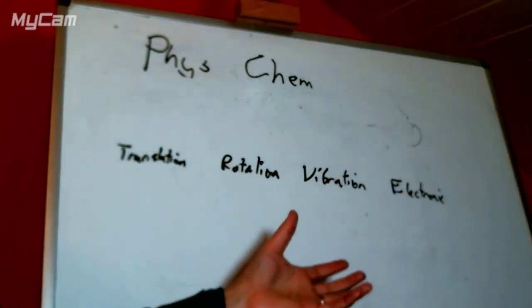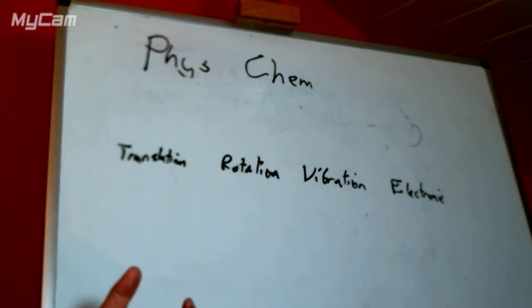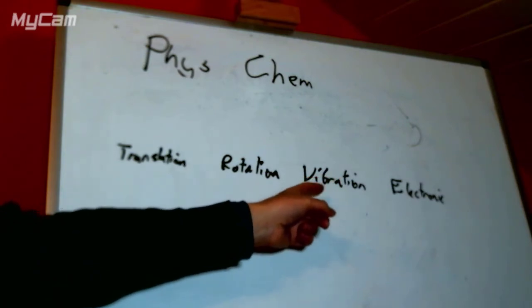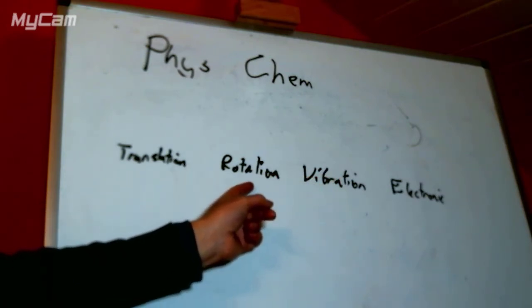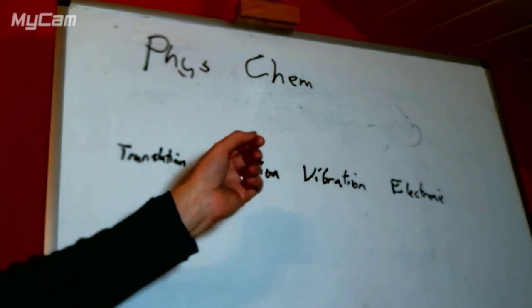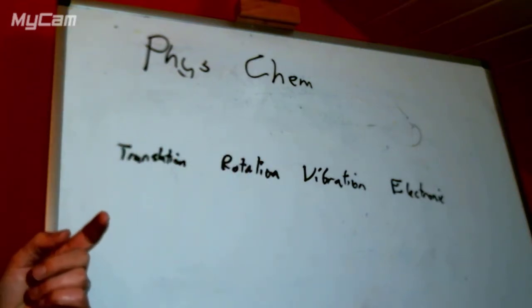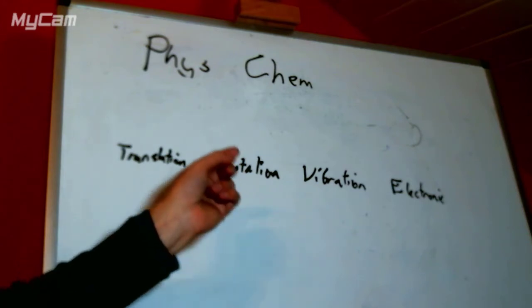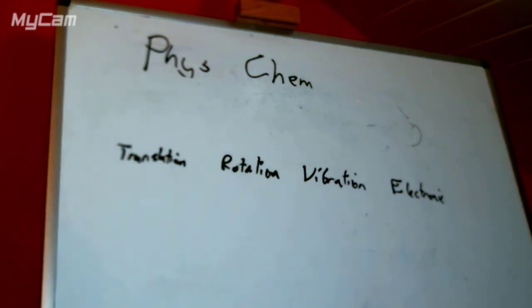Vibration is our bond vibrating. We can get energy into that from light comparatively easily. It's quite difficult to cause a rotational change with light only, but it's very easy to do a vibration and a rotation at the same time.